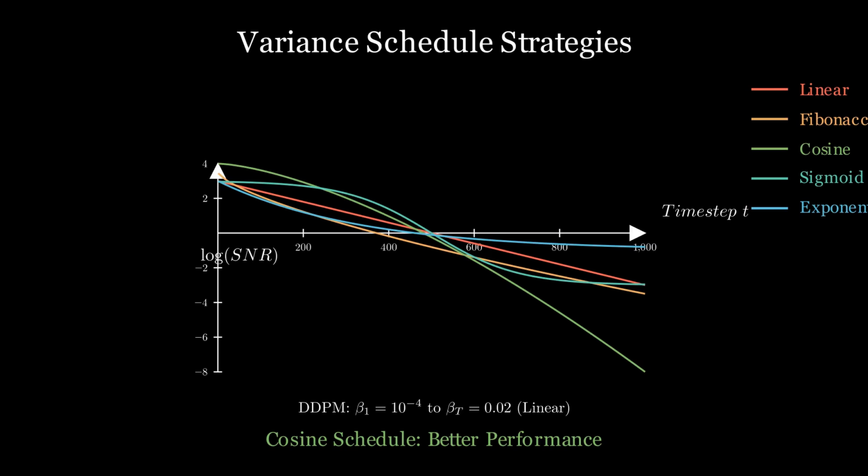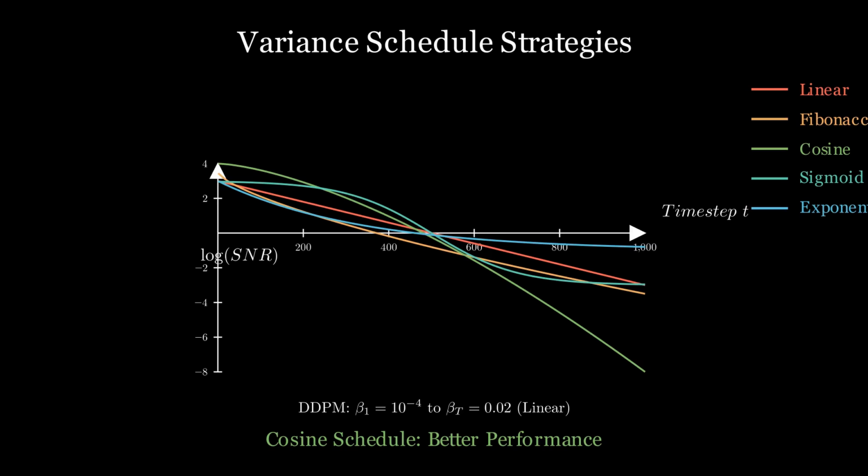But researchers have explored other options. The Fibonacci sequence shown in gold adds noise more gradually at first. The sigmoid schedule in teal creates an S-curve pattern and the exponential schedule in blue decreases the signal to noise ratio rapidly. However, later research discovered that the cosine schedule, shown in green, actually performs better than the linear schedule.